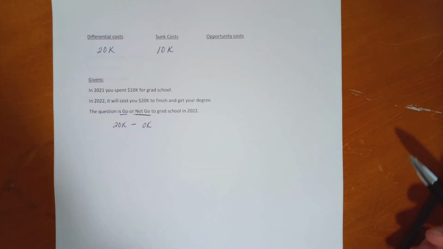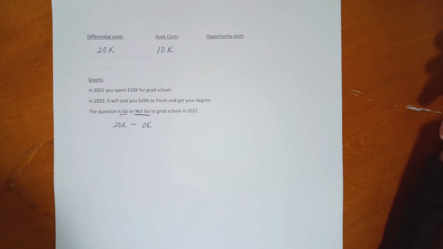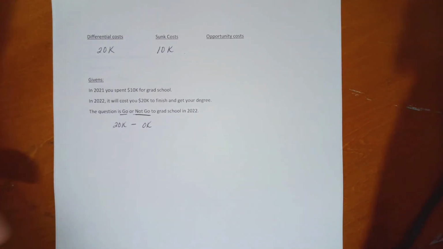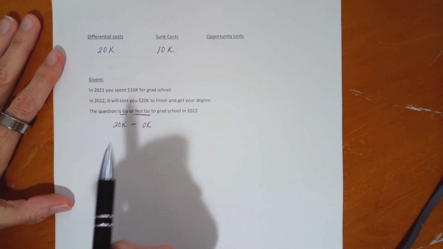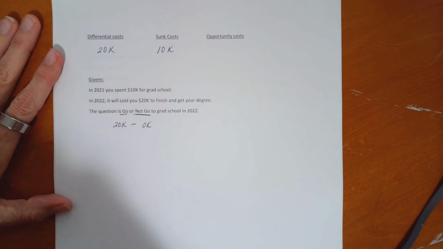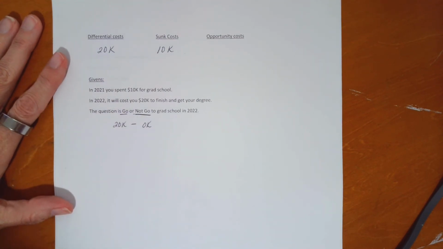Okay, and then the opportunity cost is the cost of what you're missing out on by making the decision. So if the question is go or not go, and let's say you decide to go, your opportunity cost could be that $20,000 could go towards a down payment on a house. So you're losing out on the opportunity to put money down on a house.